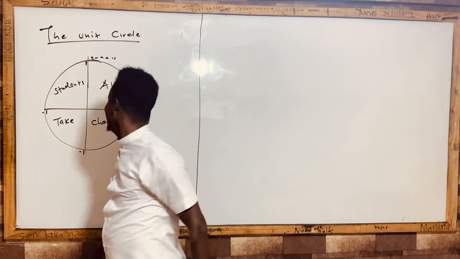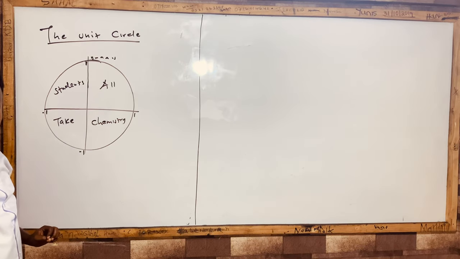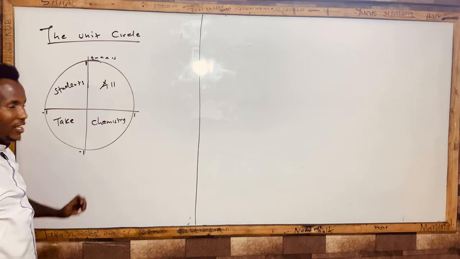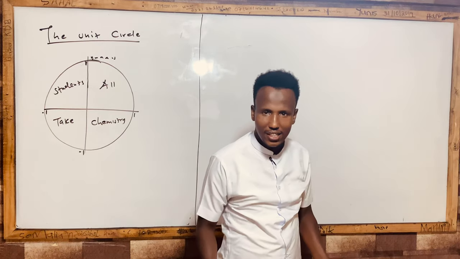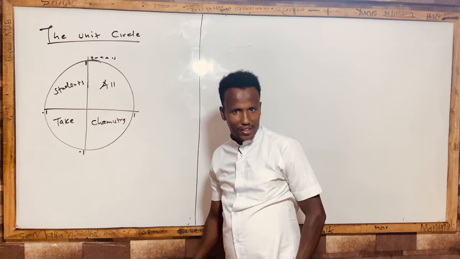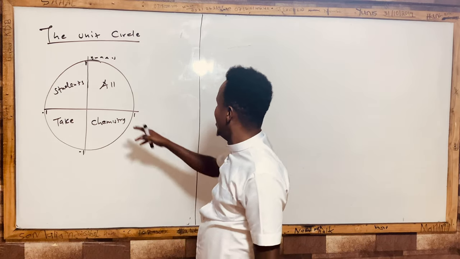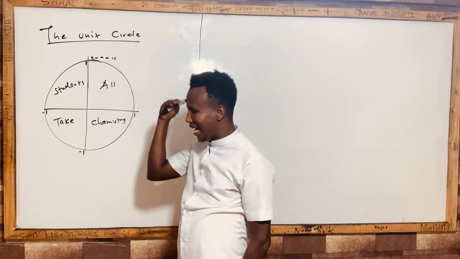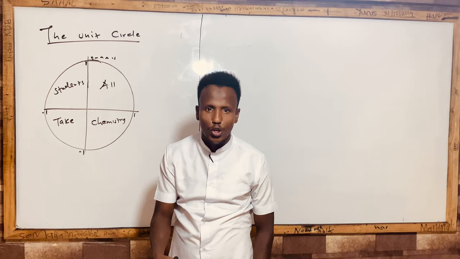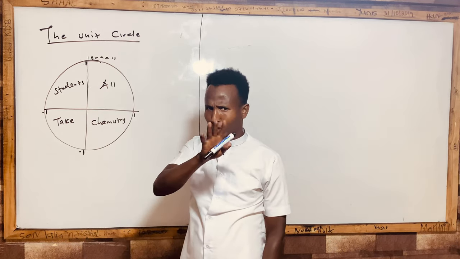So when we're saying all, it means any value which falls in the first quadrant, whether it's sine, cosine, or tangent, is positive. We are saying here in the first quadrant, sine, cosine, and tangent of any value which falls in this quadrant is positive. Don't forget that.